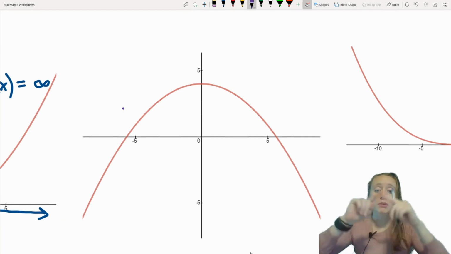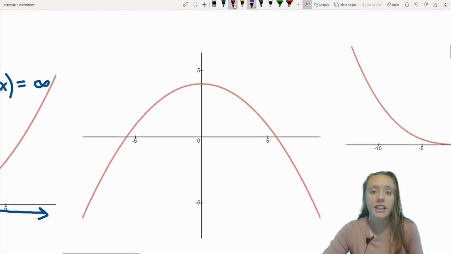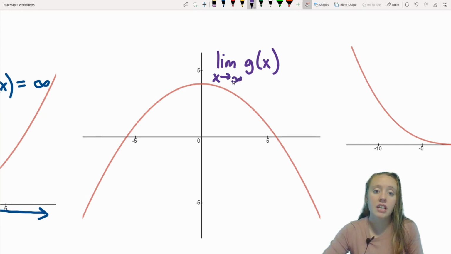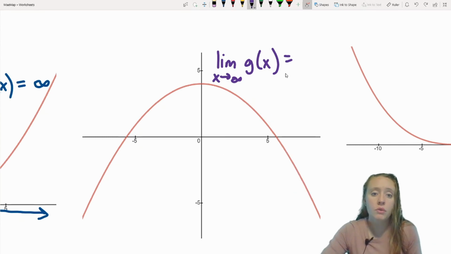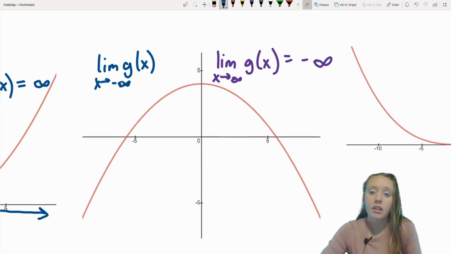And just like I said, envision if this function was flipped. So now we have a parabola that opens down. Well, let's call this function g of x. So the limit of g of x as x approaches infinity is going to equal what? Well, as x gets larger, my g of x values, my function values, go further into the negatives. So that would be equivalent to negative infinity. And then we can look at this other side. As x goes towards negative infinity, the limit of g of x also goes towards what? It also goes towards negative infinity.